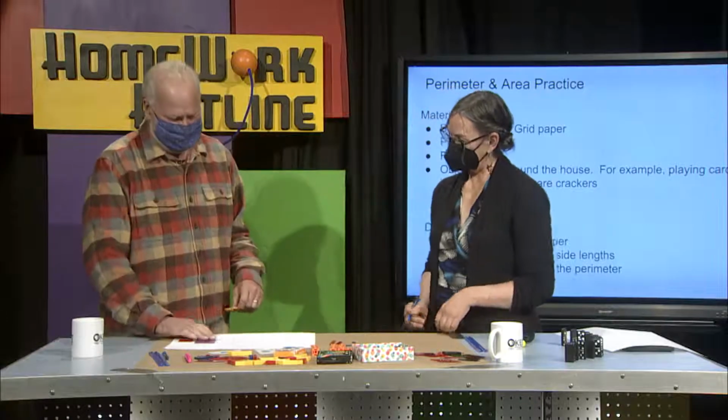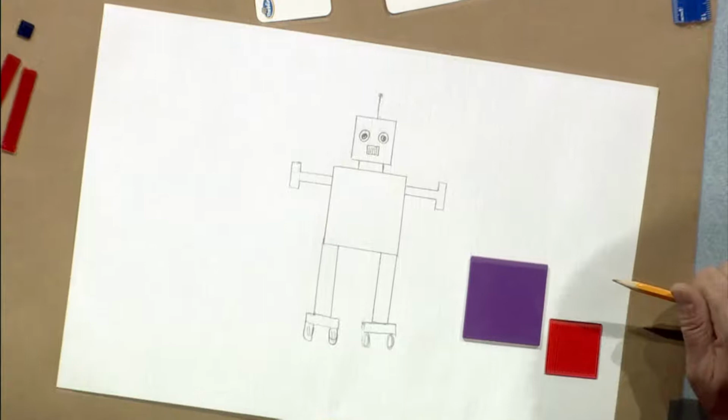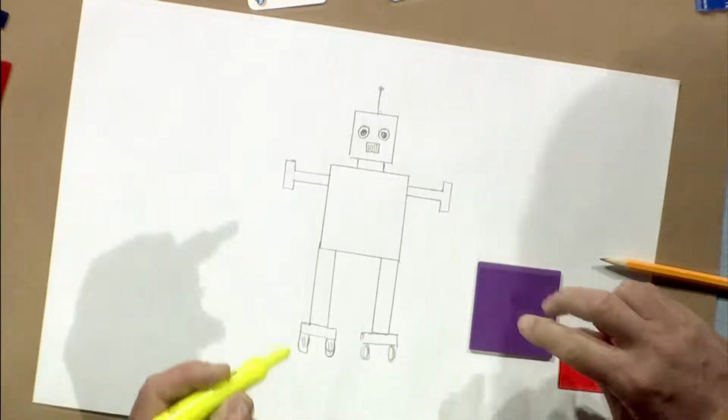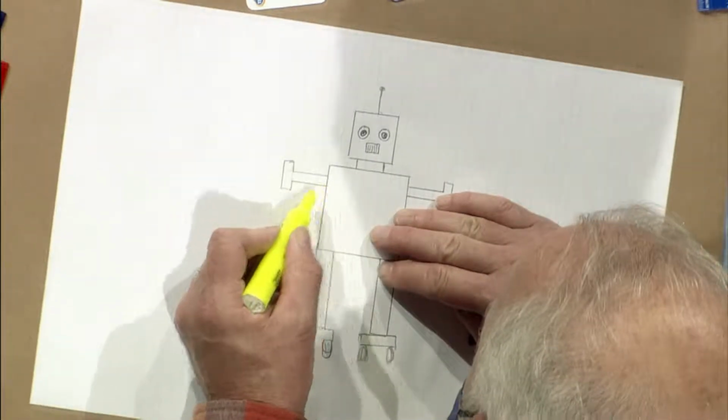Here we go. All right, some roller skates. Okay. Well, are you ready for the perimeter? Maybe you want to highlight the perimeter.